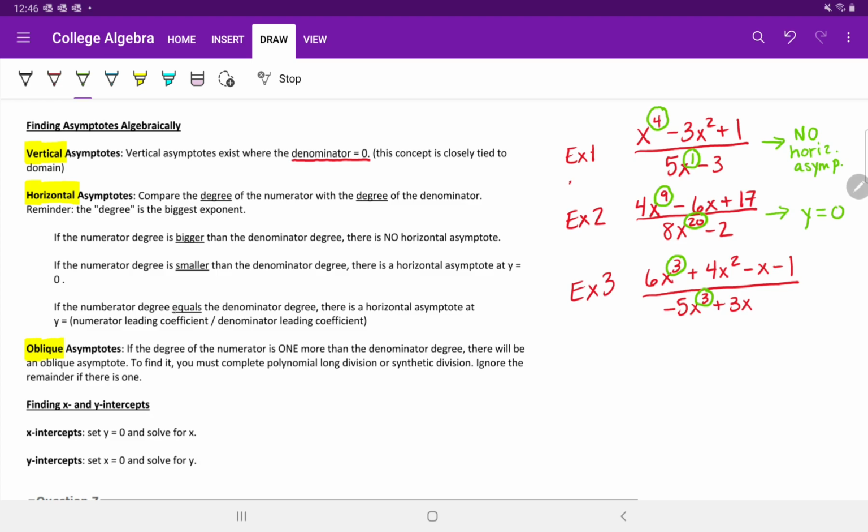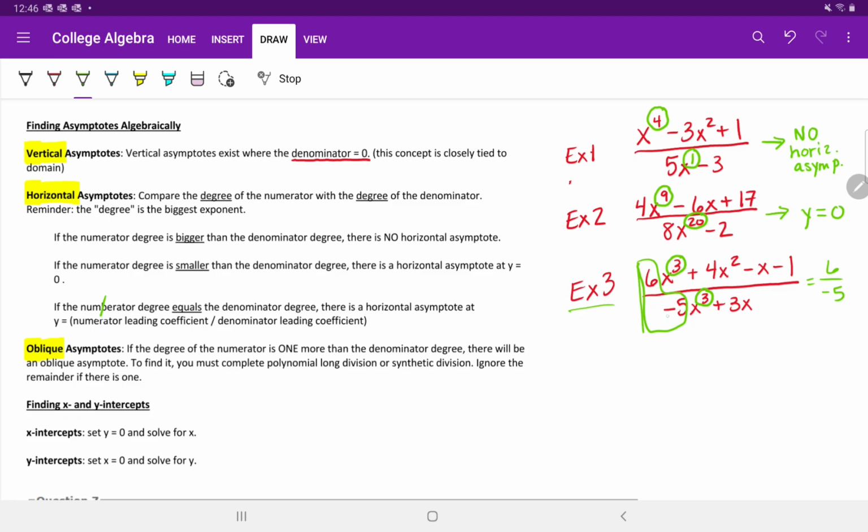Finally, we have the case where our numerator degree equals the denominator degree. If they're the same, such as here in example 3, then we have a horizontal asymptote at the top leading coefficient divided by the bottom leading coefficient. And that's easier than it sounds. It's 6 over negative 5, just the leading coefficients, or negative 6/5.